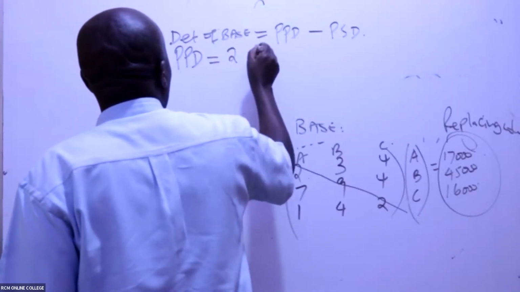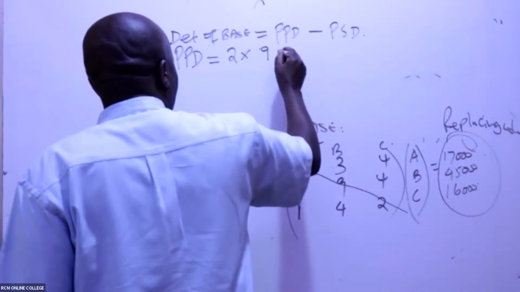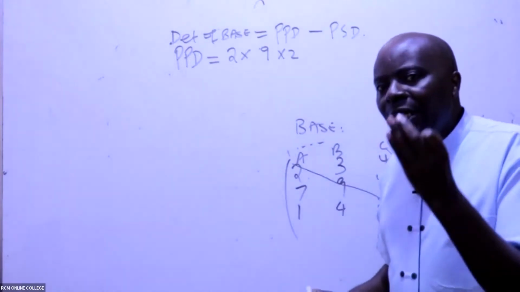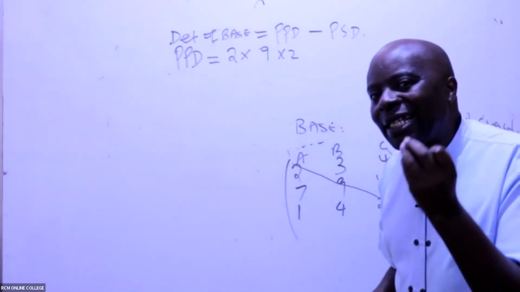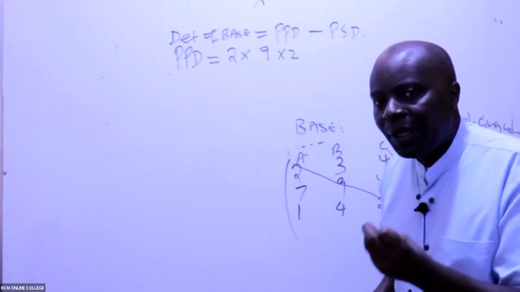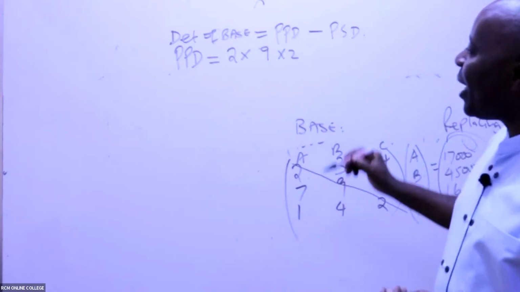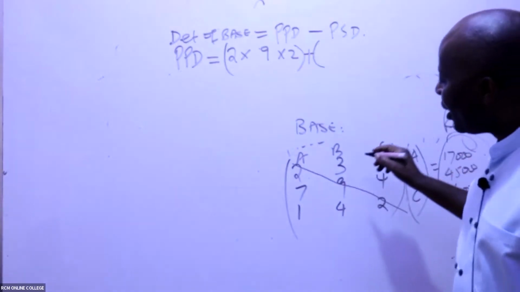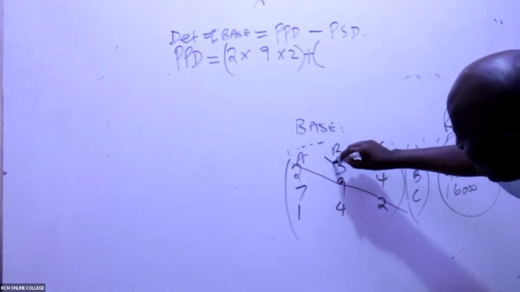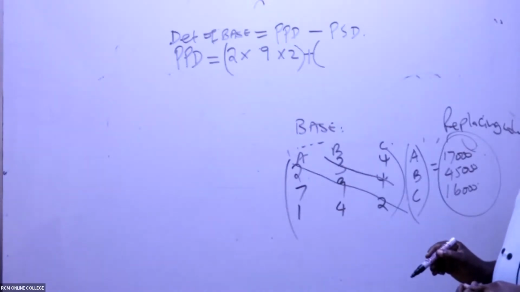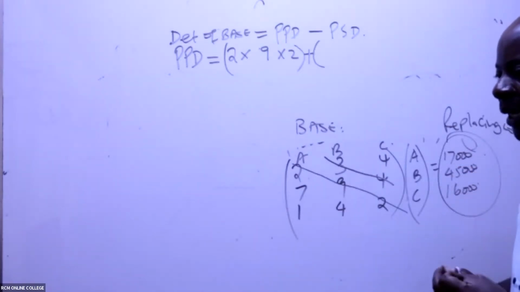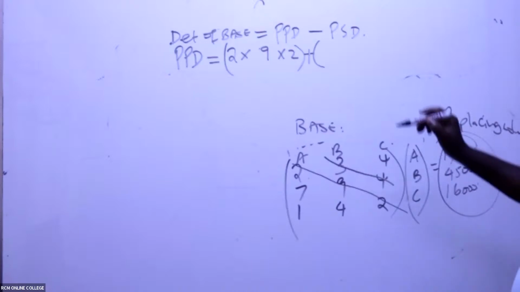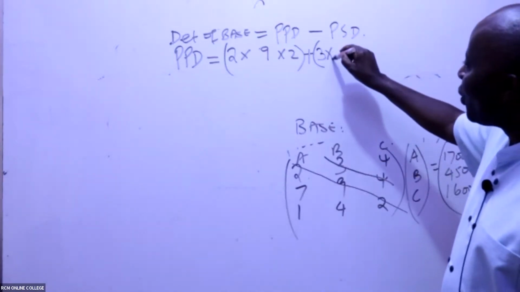So we have here 2 times 9 times 2. But you see, this is a 3 by 3 matrix. If it is a 3 by 3 matrix, it has 3 primary diagonals. So these primary diagonals, you have to come and add all of them. So you say plus. You see, there is one that is parallel to this, but it has only 2 elements. So then I will look for the third element. So it will be 3 times 4.